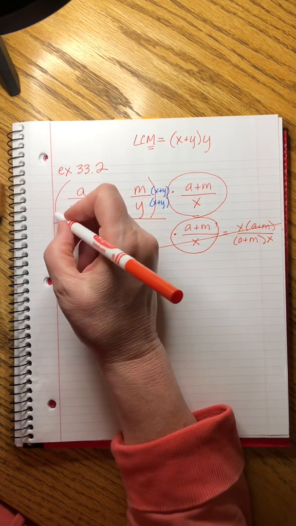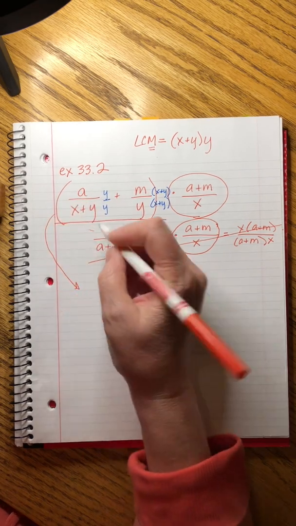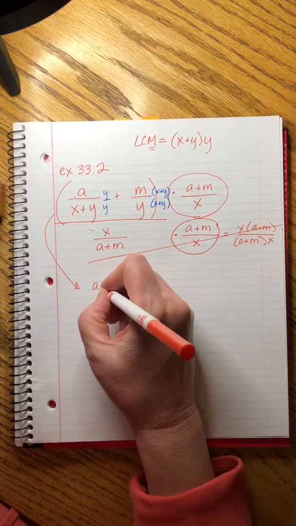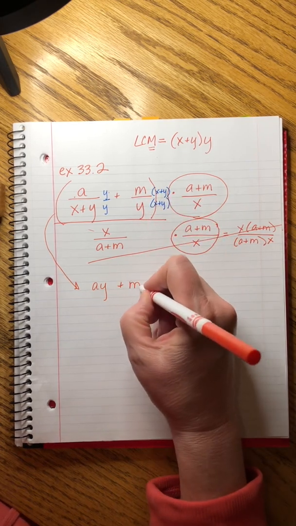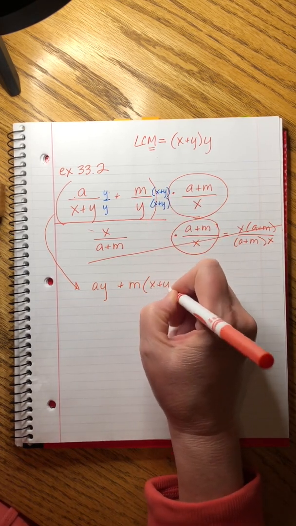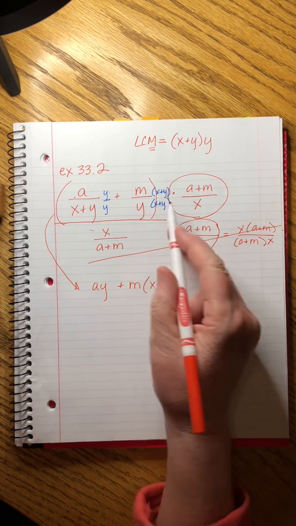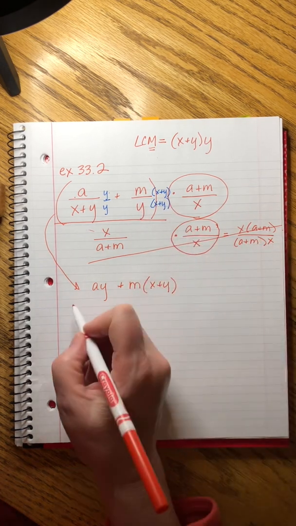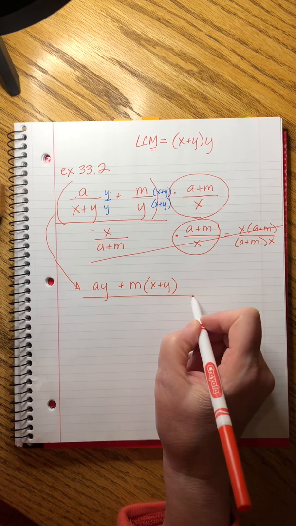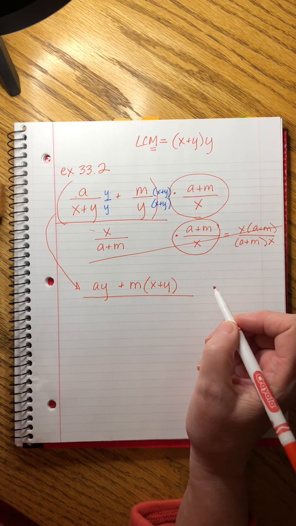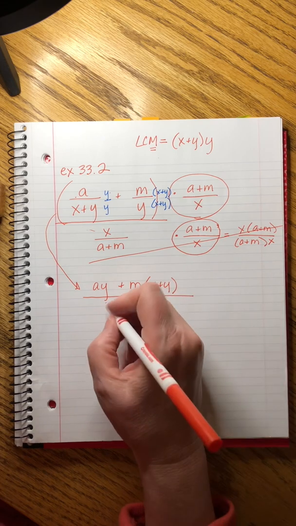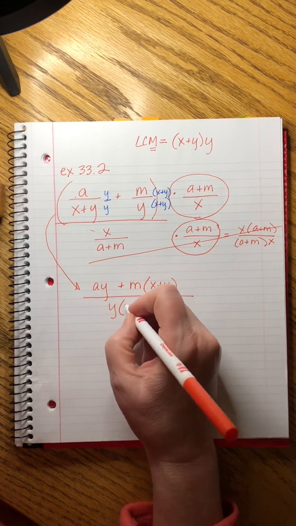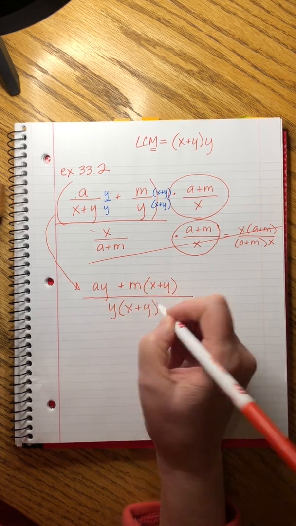Now I'm going to multiply and go down here. I'll do this, that's ay, plus, and I'm not going to distribute that. I'm just going to leave it m times the quantity x plus y. Maybe later I'll be motivated to do that, but right now I'm keeping it simple. All of this is over y times the quantity x plus y. Okay, so there's all of that.